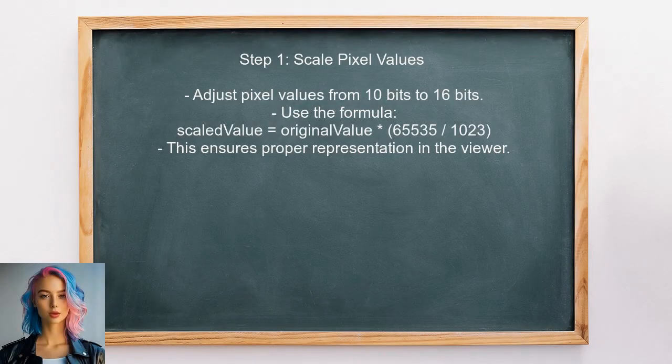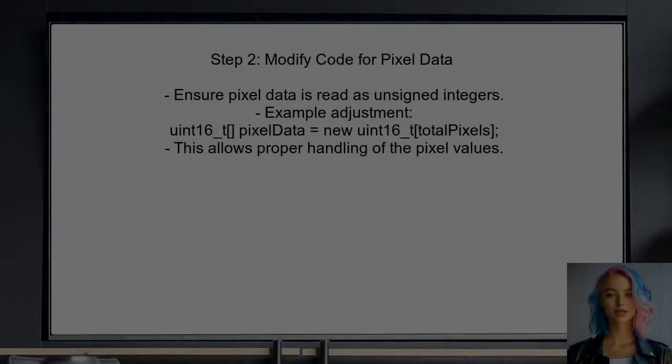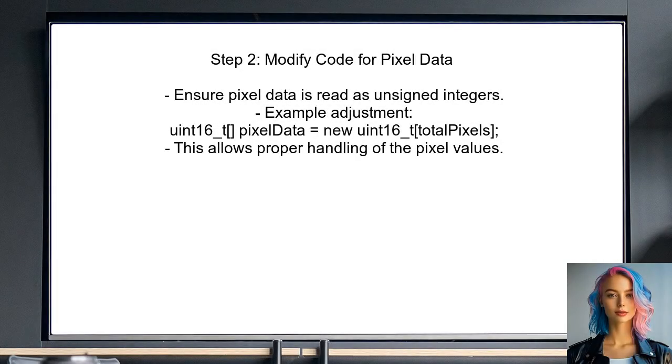To display the DICOM image correctly, the user should first ensure that the pixel values are scaled properly. Since the image has 10 bits stored, but 16 bits allocated, we need to adjust the pixel values accordingly. Next, the user should modify the code to read the pixel data correctly. This involves ensuring that the data is interpreted as unsigned integers, which is crucial for displaying the image accurately.